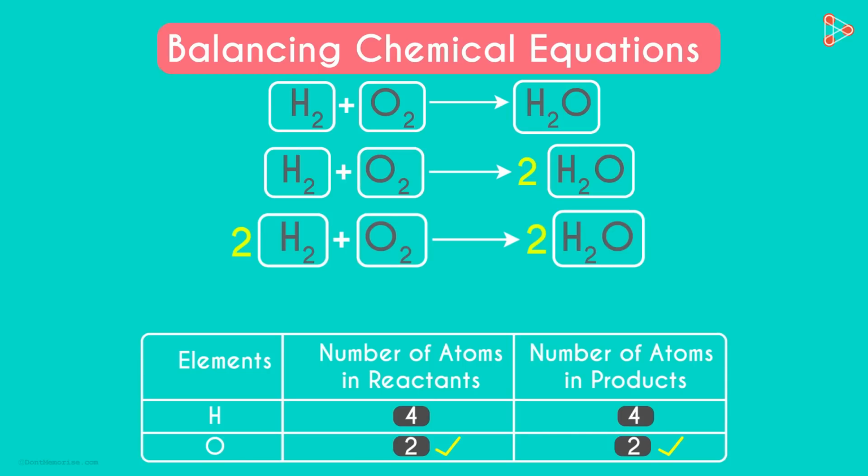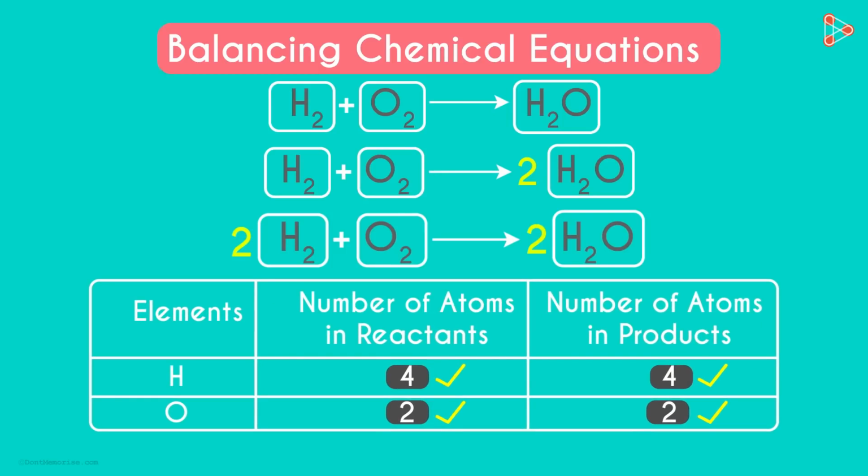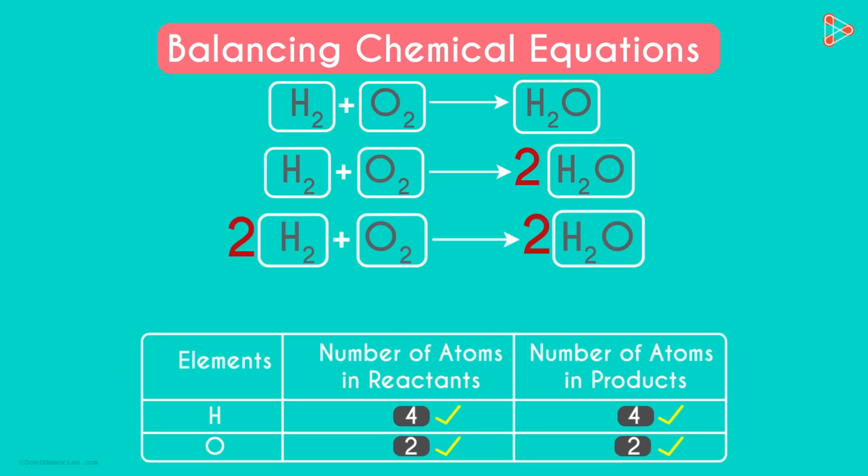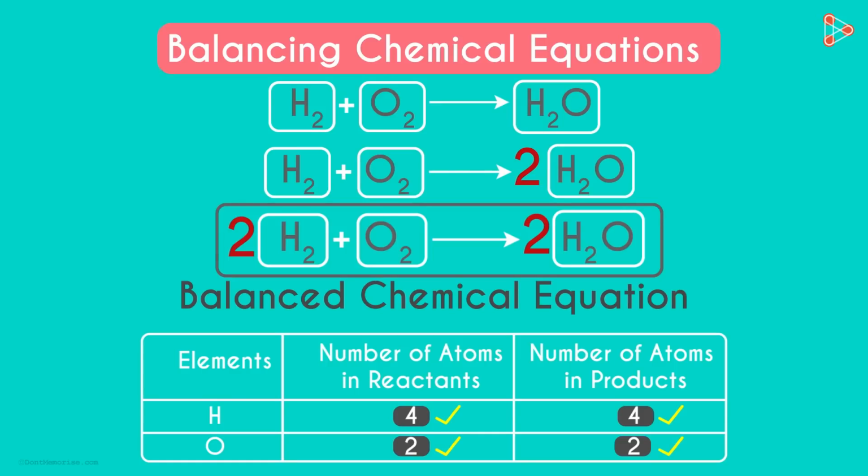Is the equation balanced now? Absolutely. We can form the table and verify it. This is what you'll get. So we simply multiply the appropriate elements or compounds as necessary to balance each and every element. When all elements are balanced, we say that the chemical equation is balanced. Easy, wasn't it?